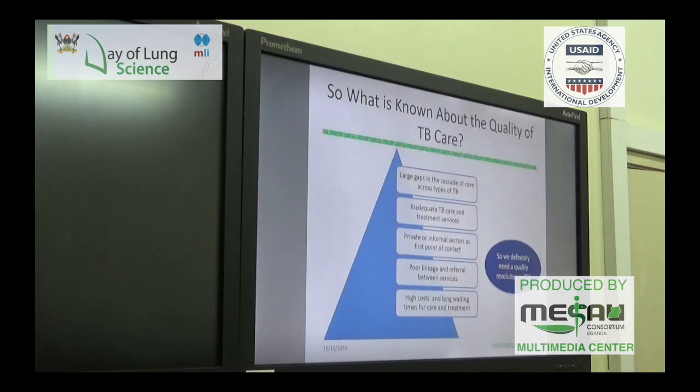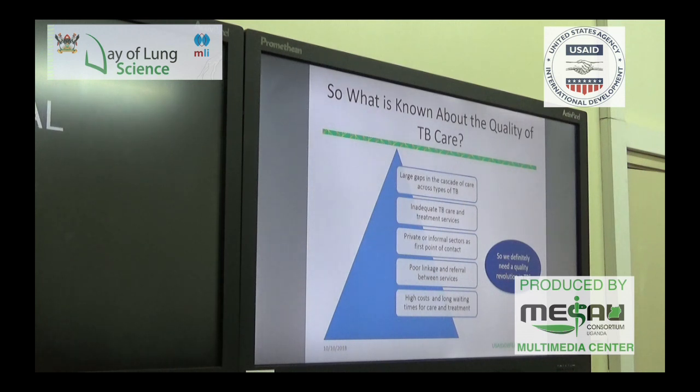That was just the numbers in terms of outcomes, but when it comes to the actual quality of TB care provided, we know that there are large gaps in the cascade of care across the different types of TB, whether it's MDR TB or DSTB. We have inadequate TB care and treatment services. Yes, in the last few years we have expanded and rolled out GeneXpert machines and everything, but we still have inadequate care and treatment, both in terms of the practice but also the human resource to provide that.